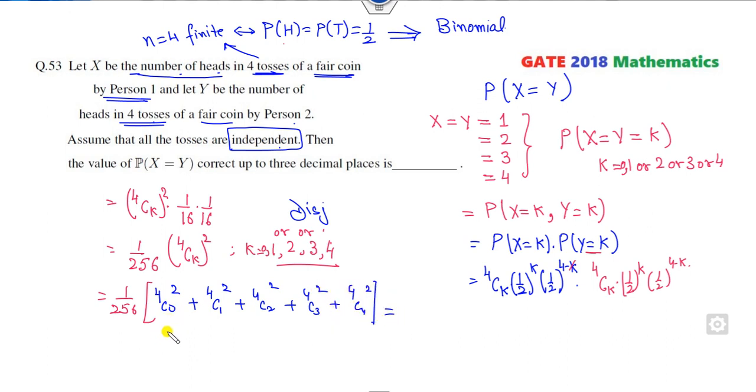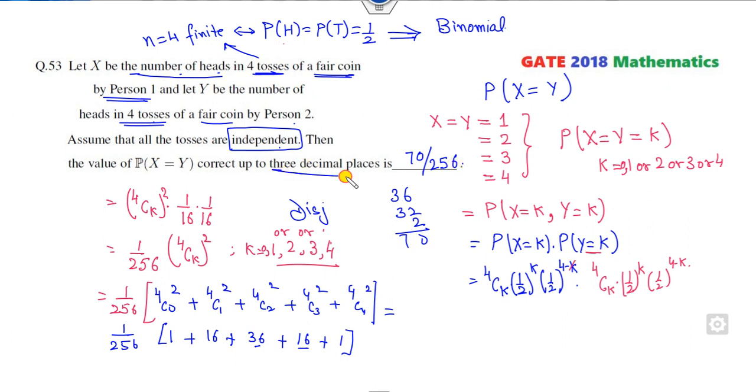So what is that? 4C0 is 1, 4C1 squared is 16, 4C2 squared is 36, 4C3 squared is 16, and 4C4 squared is 1, all divided by 256. What is the sum? It's 36 plus 32 plus 2, so 70. So the right answer is 70 over 256.